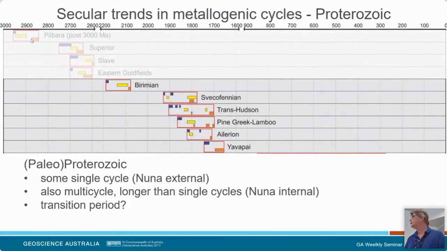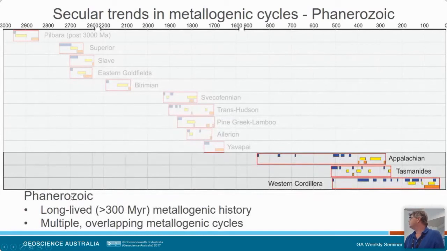If we go to the Paleo-Proterozoic, we see some changes. Okay, in the Birimian, it's very much like what you see in the Neo-Archean. But when you start to get the Svecofennian and the Trans-Hudson, you actually start to see multiple tectonic cycles. So here you have one tectonic convergent margin metallogenic cycle. You have one here, and you have one here. We also think we can see the same sort of thing in Sweden, or the Svecofennian, although it's not as well defined. But other provinces, you don't see that. So it's a mixture between the Archean style and the younger style that we'll see later on. And the last thing that we'll look at is the Phanerozoic. It tends to be long-lived, greater than 300 million years in history, and we have multiple overlapping metallogenic cycles.